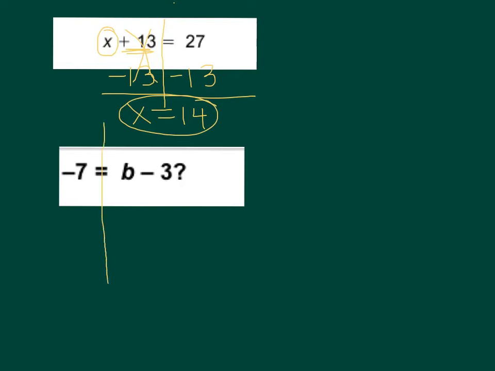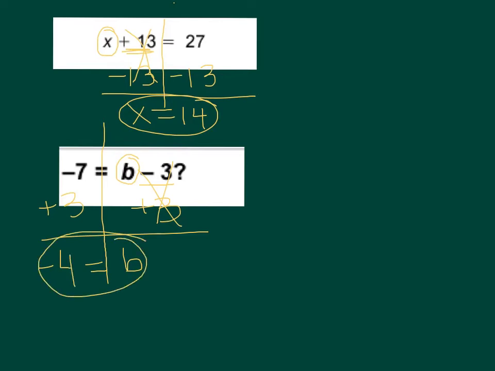Next one. The equal sign separates my equation. Here's my letter B. That's what I want to isolate. What's on the same side as the B is the minus 3, so I need to get rid of this minus 3. The opposite of subtracting 3 is to add 3. And what you do to one side, you have to do to the other side. So these cancel. They go to 0. The B, I'm going to bring down my equal sign. And then negative 7 plus 3 is negative 4. So my answer is B equals negative 4.